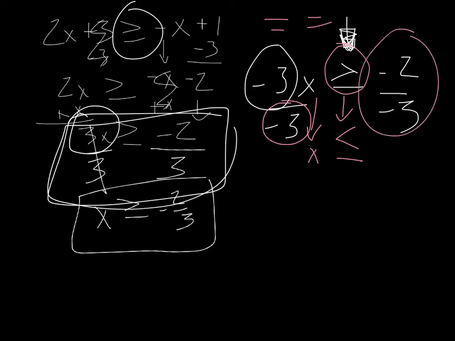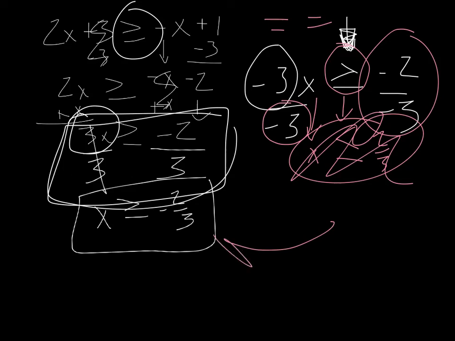So then whenever we do negative 2 divided by negative 3, it'd be positive 2/3. But that's not our answer. This is our answer.